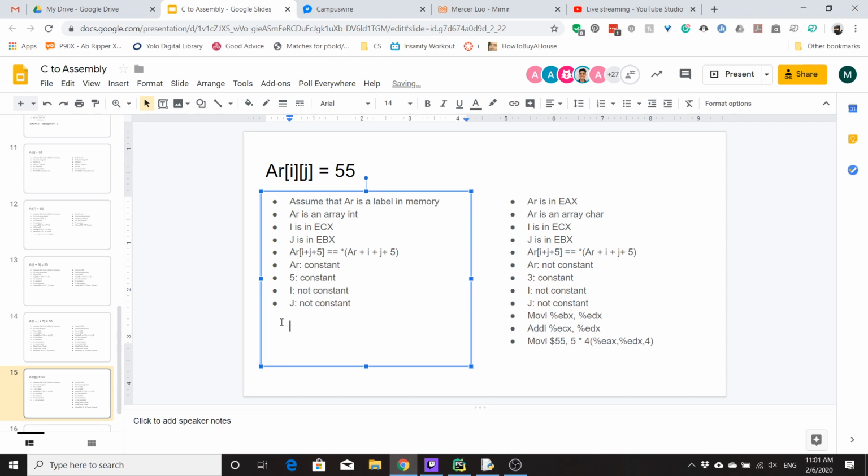Discuss amongst yourselves how you would do AR at IJ equals 55. And again, we'll assume that AR is a 2D array of shorts.